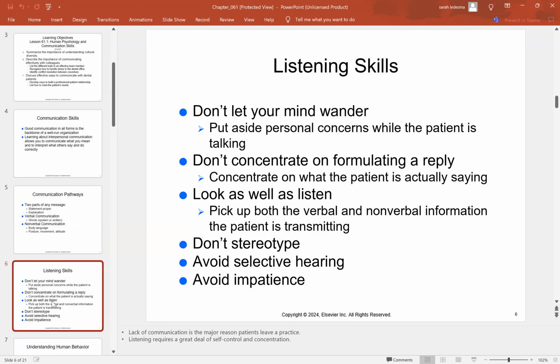Listening skills. Don't let your mind wander. Put aside personal concerns while the patient is talking. Don't concentrate on formulating a reply. Concentrate on what the patient is actually saying. Look as well as listen. Pick up both the verbal and nonverbal information the patient is transmitting. Don't stereotype. Avoid selective hearing and avoid impatience.